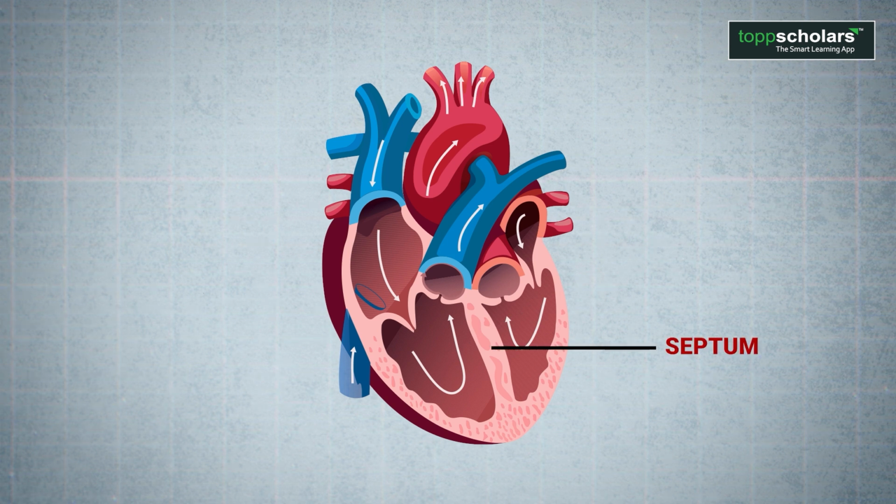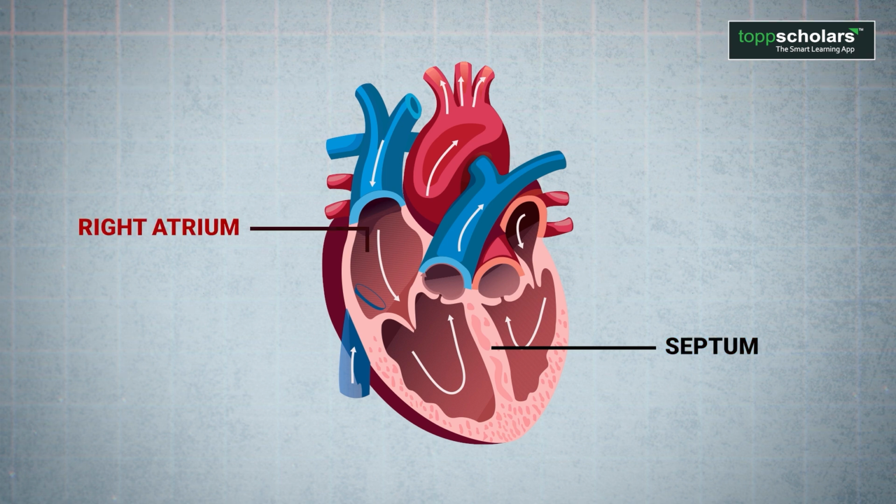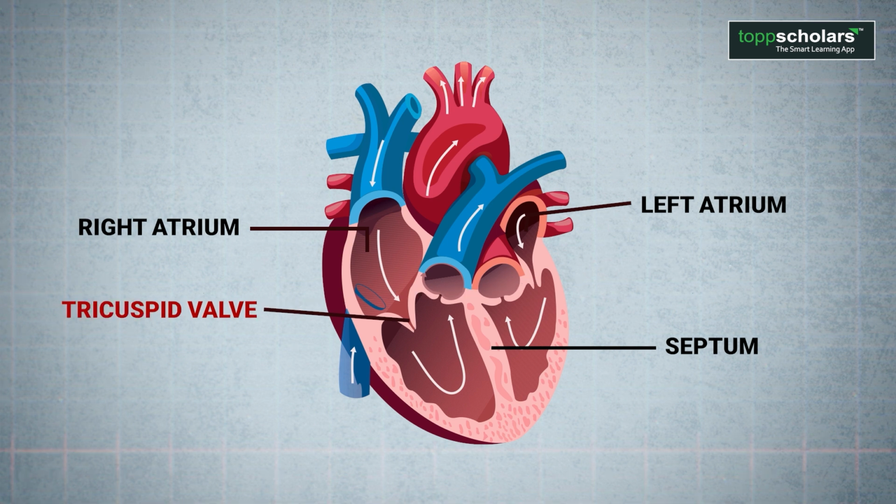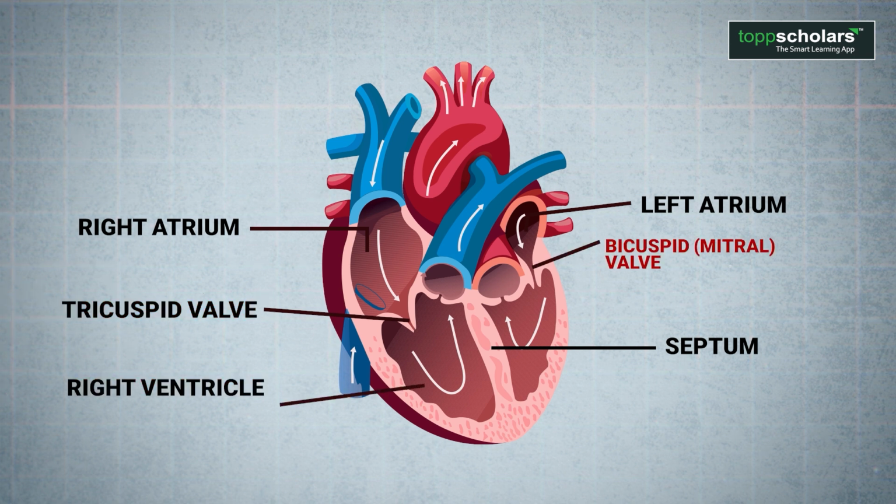Blood comes into the heart through the atria. The right atrium receives blood from the body that is low in oxygen and needs to be replenished. The left atrium receives oxygen-rich blood from the lungs. When the atria contract, they push the blood into the ventricles. The heart has valves between each chamber to make sure blood flows in the right direction. The valves open to let blood through and then close to prevent it from flowing backward. The tricuspid valve is the valve located between the right atrium and ventricle. The bicuspid or mitral valve is located in the same way on the left side of the heart.